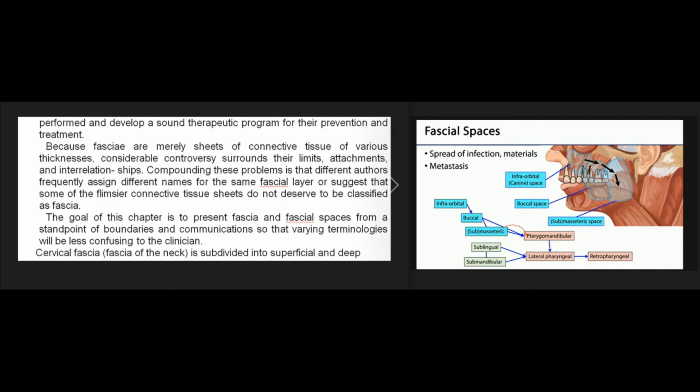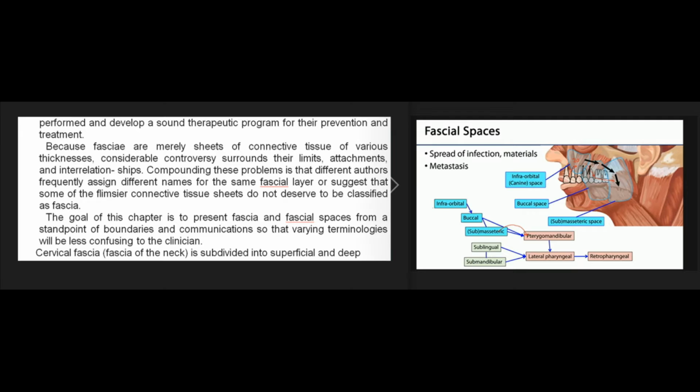Because fasciae are merely sheets of connective tissue of various thicknesses, considerable controversy surrounds their limits, attachments, and interrelationships. Compounding these problems is that different authors frequently assign different names for the same facial layer or suggest that some of the flimsier connective tissue sheets do not deserve to be classified as fascia. The goal of this chapter is to present fascia and facial spaces from a standpoint of boundaries and communication so that varying terminologies will be less confusing to the clinician.